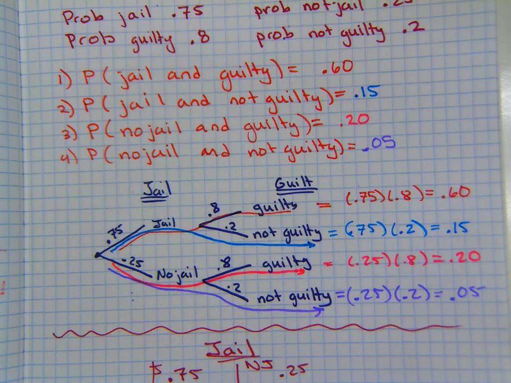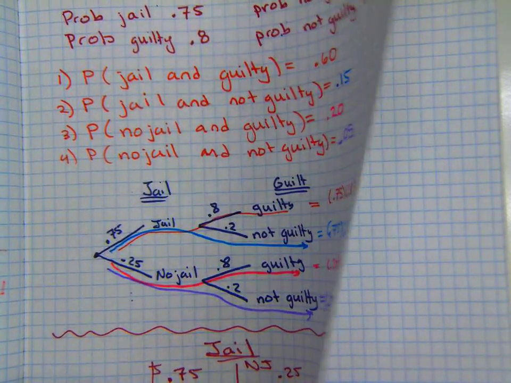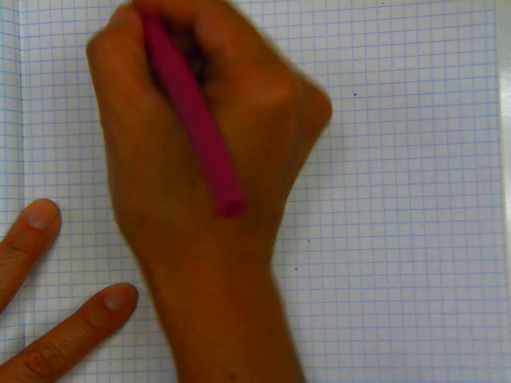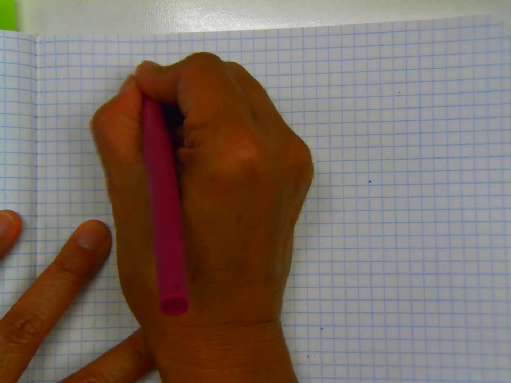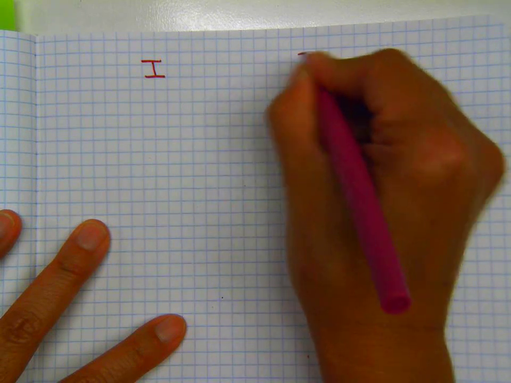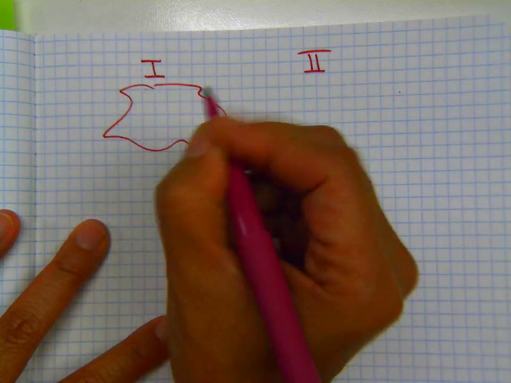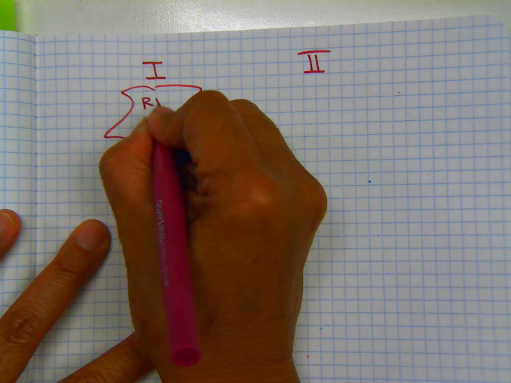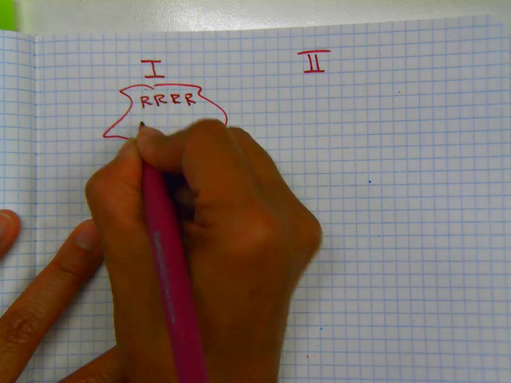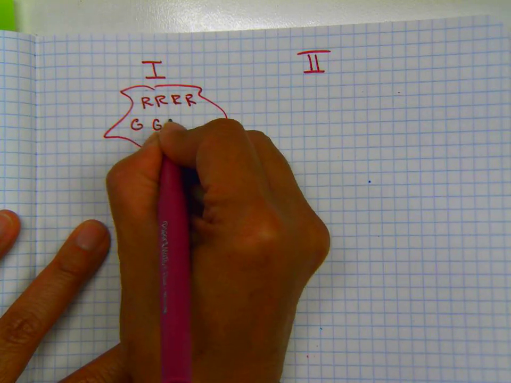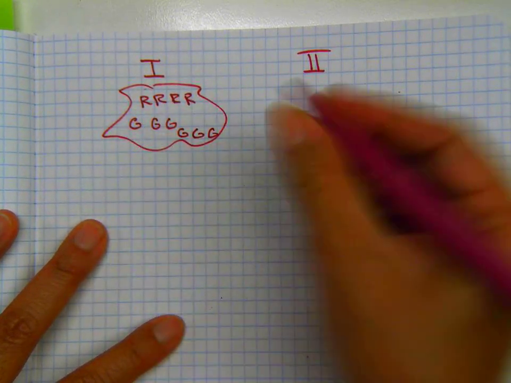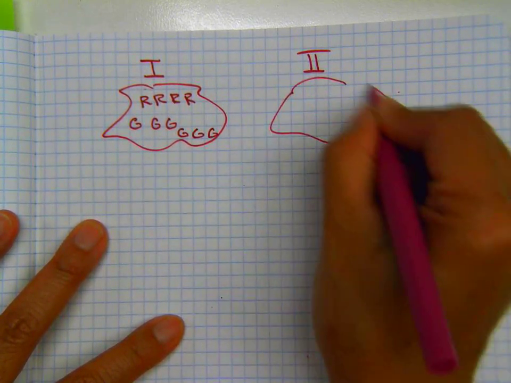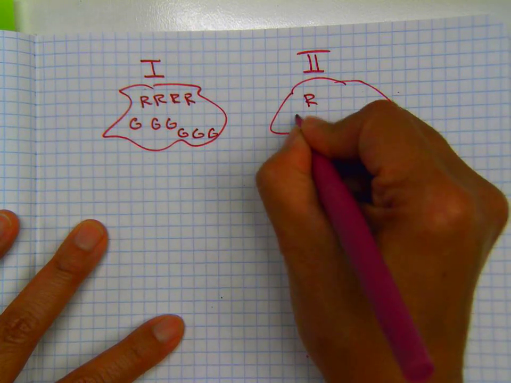All right, so here is your situation. Let's say I have 2 bags. So bag number 1 and bag number 2. And inside each of these bags, I have some marbles. Red, red, red, red, green, green, green, green, green, green. So 4 reds, 6 greens. And on this bag, I have 2 reds and a green.